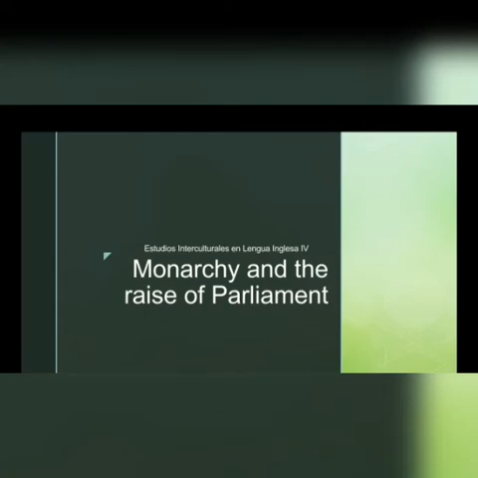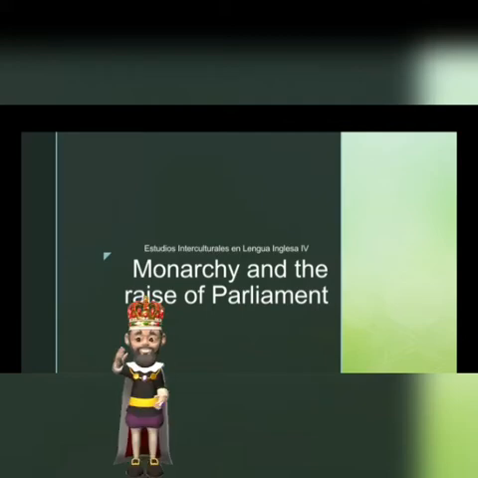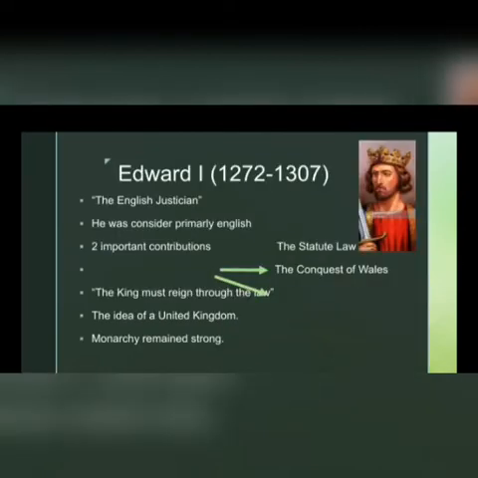Well, today we will work with Edward I and Edward II and the rise of the Parliament during those reigns. Edward I became king after his father's death, King Henry III, in the year 1272, and he was King of England from 1272 until 1307.